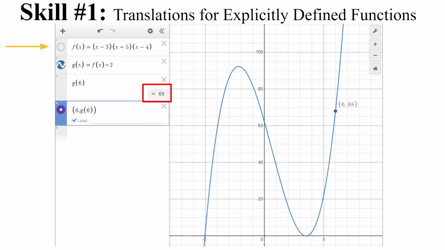Again, don't rely on Desmos too much, because you still have to understand f of x minus h plus k so that you know what to type into Desmos.